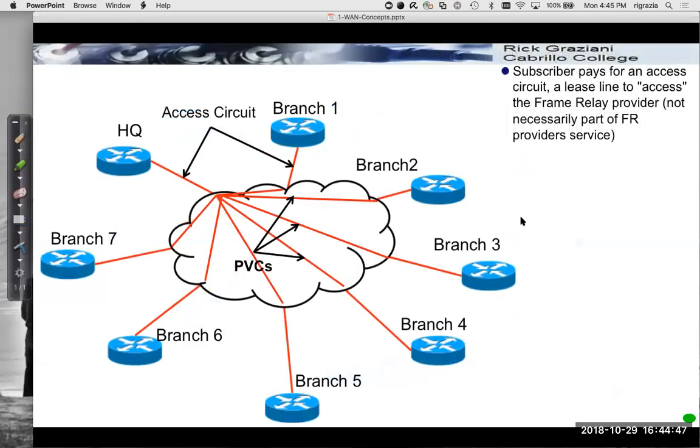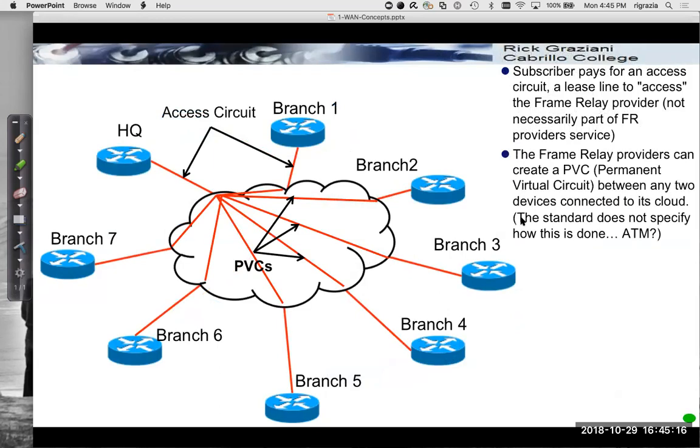Okay, so one of the problems with having a full mesh is, guess what? First of all, you're paying for the access circuit, which is typically, your provider isn't going to do that for you, and you usually have to go through a separate provider maybe. It's really just the access circuit, how you access the provider's network, the provider's frame relay network. So that's one cost. And then you're having to pay for each circuit.